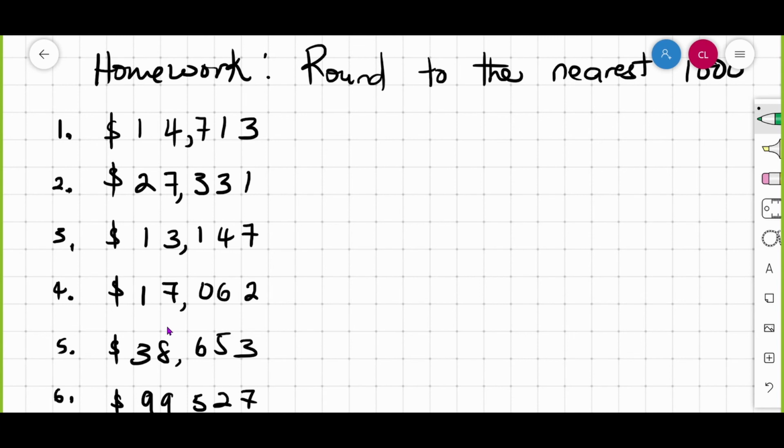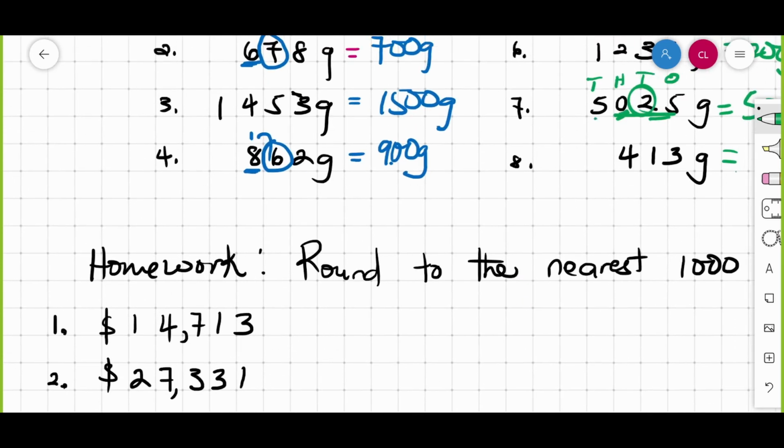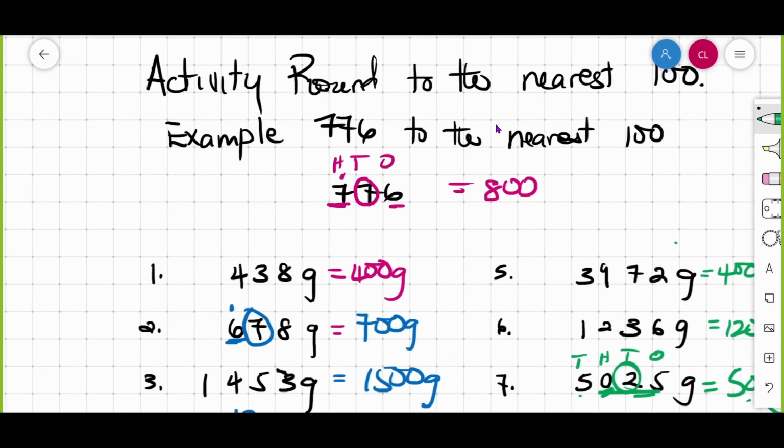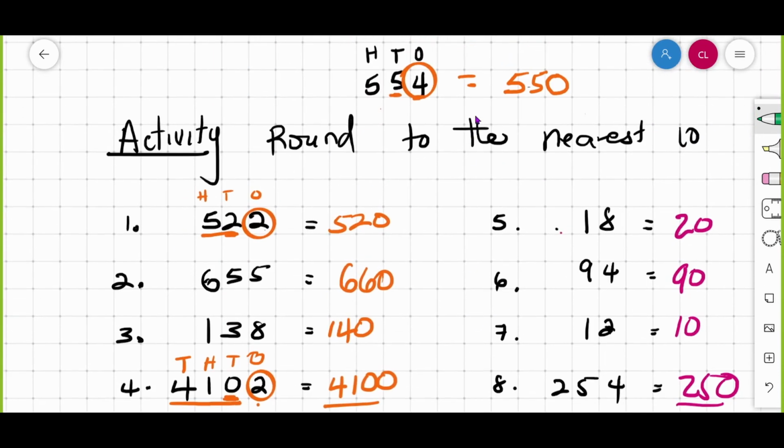$17,662. Number 5. $38,653. Okay, and the last one? $99,527. Okay. All right, so let's wrap up this episode now, and we're going to talk about what we were doing here.